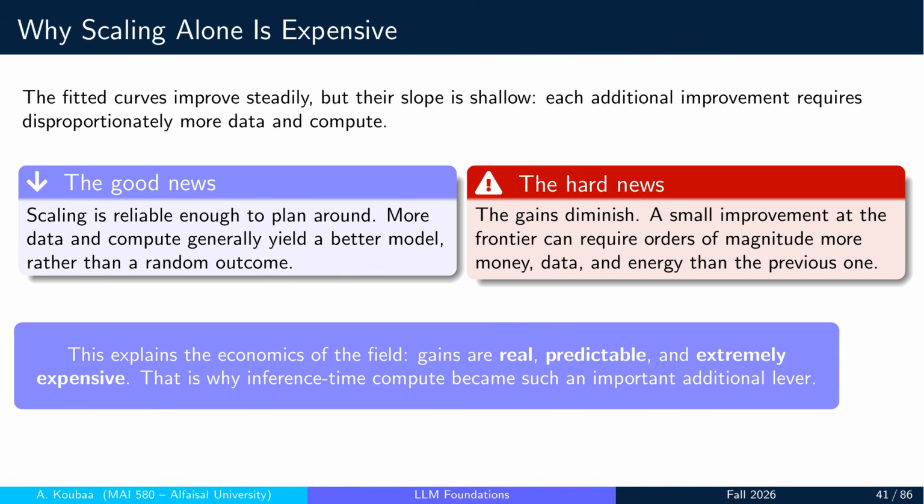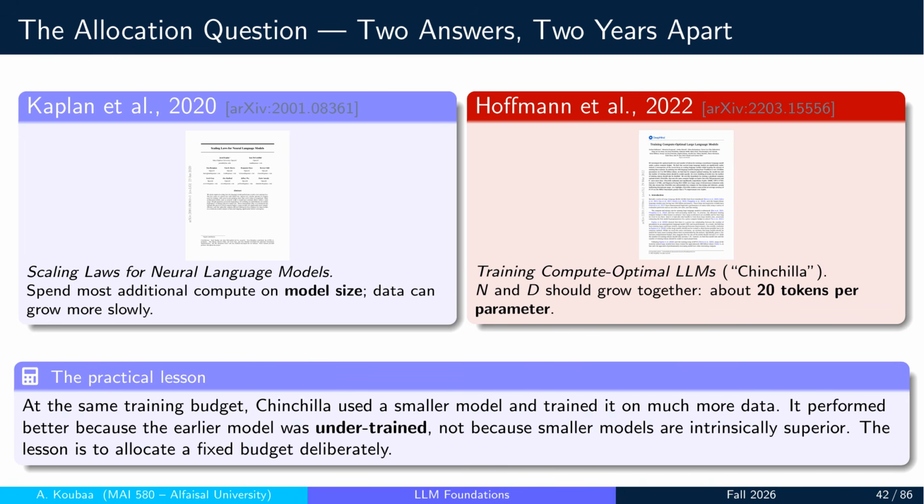Because training scaling became so expensive, inference time compute became an important additional lever. Necessity, not elegance. This slide is a lesson in how an empirical field corrects itself. So read the two columns as a sequence. On the left, Kaplan and colleagues in 2020, their recommendation: spend most of any compute increase on model size. Make the model much bigger and let the data grow more slowly. That was the most cited quantitative recommendation in the field, and the industry followed it.